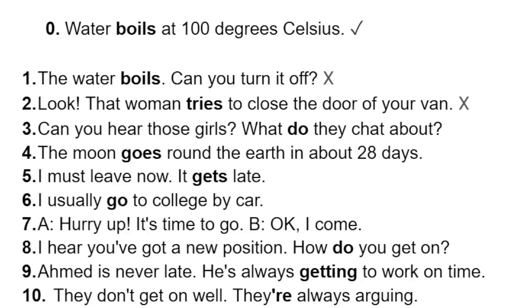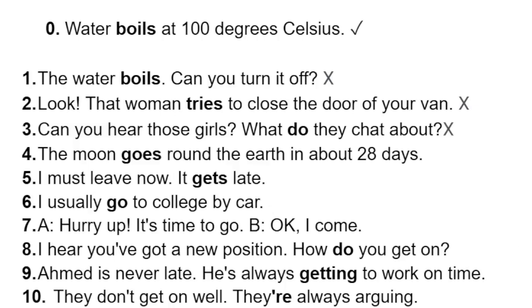Number 3. Can you hear those girls? What do they chat about? And of course, now you'll understand that the answer is wrong because it should be in the present continuous. What are they chatting about? So number 3 is wrong.